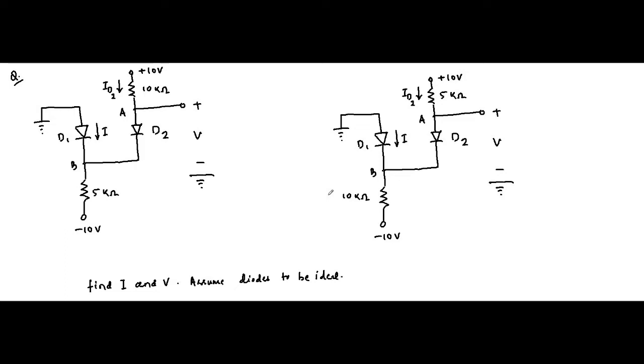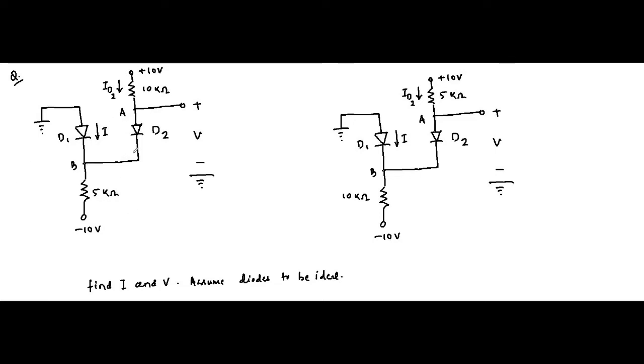Now in any question related to diodes, the first and most important thing is to determine whether the diodes are on or off. So we take the help of assumptions. We use our observation skills to find out what would be the most probable condition of the operation of the diodes. So here also we'll take the help of assumptions first.